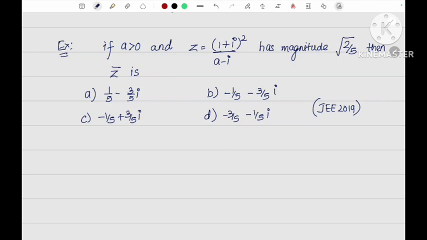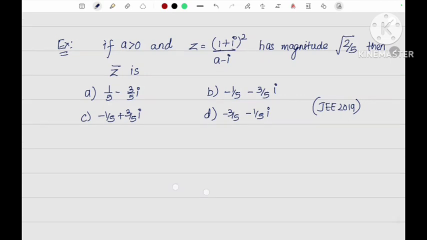Now this example says, if a is greater than 0 and z is equal to (1 plus i) squared divided by a minus i, this complex number z has a magnitude of root 2 by 5. Then what is the conjugate of z? And these are the options. This question came in JEE Main 2019.